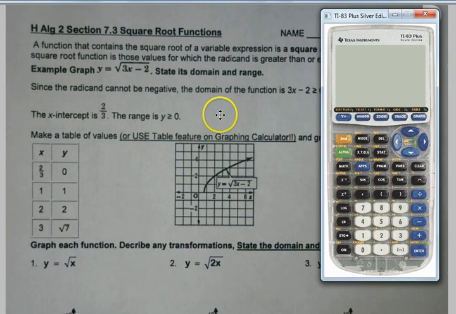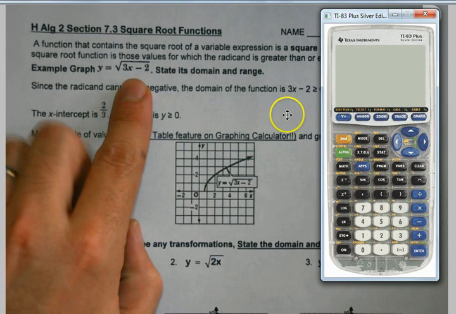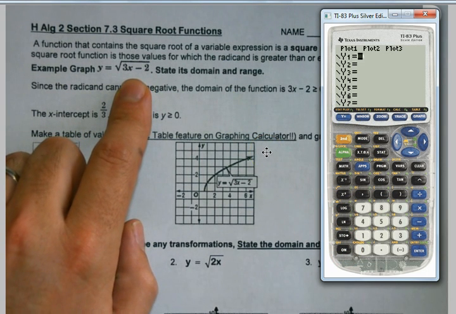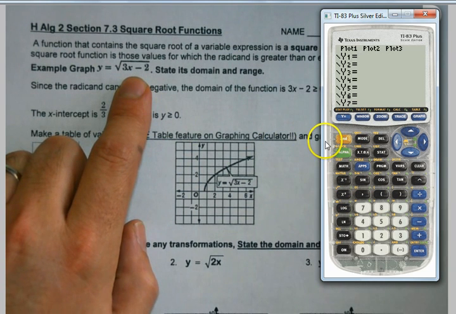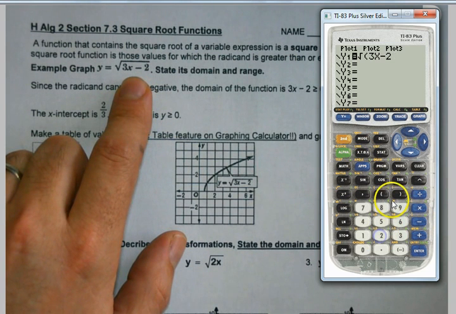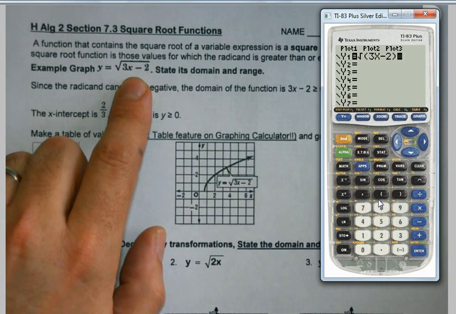So, speaking of the calculator, if I go to make a graph of any of these, I'm going to go ahead and graph this first example we've got up at the top. Most of you are familiar with these, but if you're not, to get your square root, you're going to use second and x squared to get the radical. And then we'll just do the 3x minus 2. Close my parenthesis up.